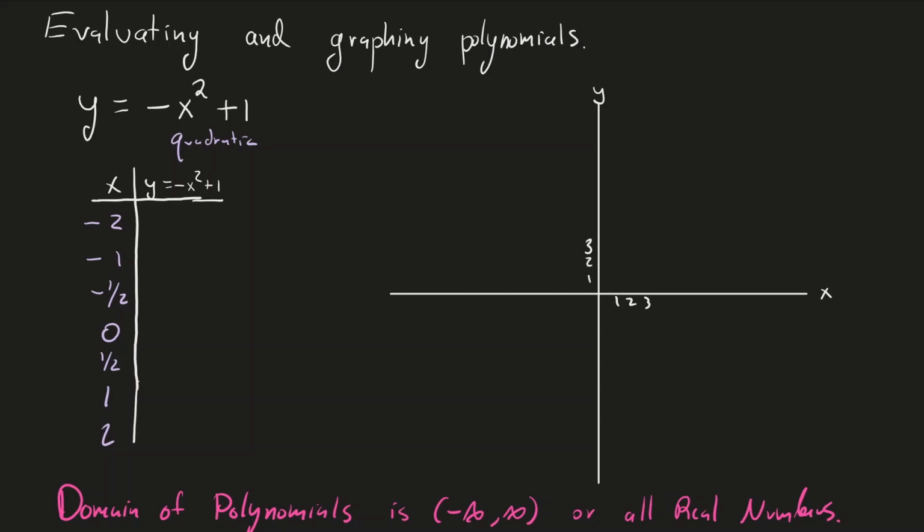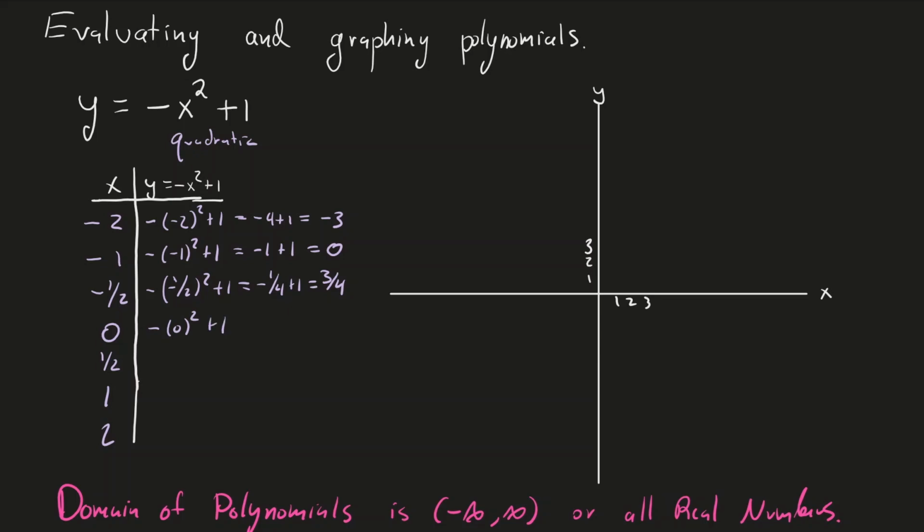Doing these, plugging in negative 2, this is minus (negative 2) squared plus 1. Well, that's equal to minus 4 plus 1, which is equal to minus 3. Likewise, plugging in negative 1, we get minus 1 plus 1, which is equal to 0. Plugging in 1/2, that is minus 1/4 plus 1, which is equal to 3/4. 0 is quite nice, so plugging in 0, I get just 0 plus 1, which is equal to 1.